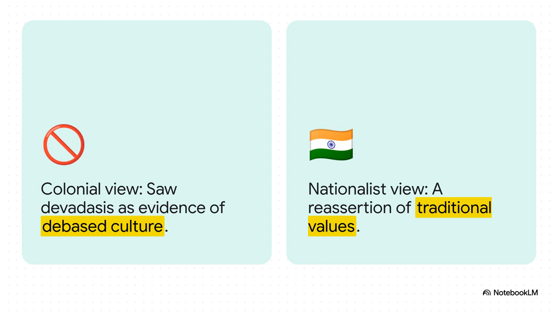Now, to understand that 1910 ban, we've got to look at the immense historical friction of the time. You essentially have two completely polarized viewpoints. On one side, the British colonial and missionary view totally condemned it. They looked at the temple dancers, the Devadasis, and saw evidence of a debased culture, essentially viewing the dance as just a front for prostitution.